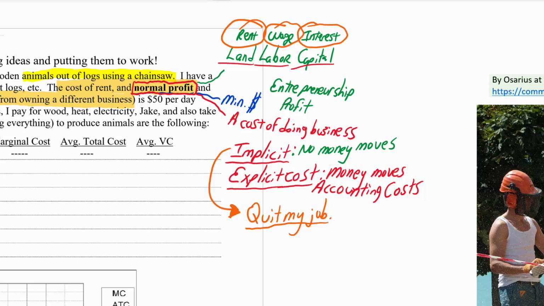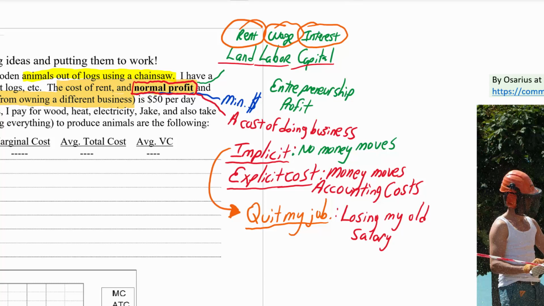If I quit my job to start a business, what I'm losing is my old salary. Well, an accountant is not going to see the fact that I'm not earning that money anymore. And so it's something that's kind of invisible to them. They're not going to count it in the costs of doing business because no money actually changed hands.